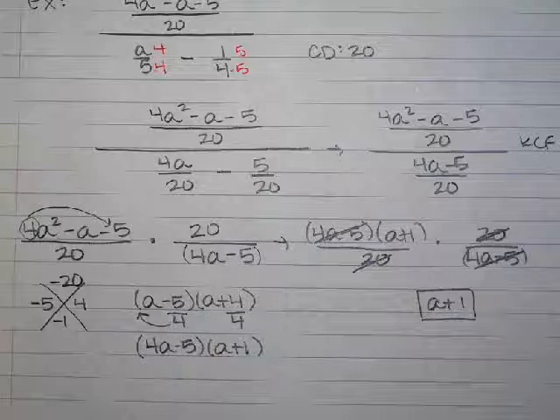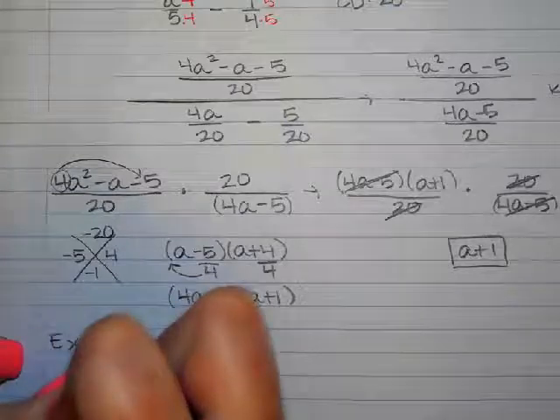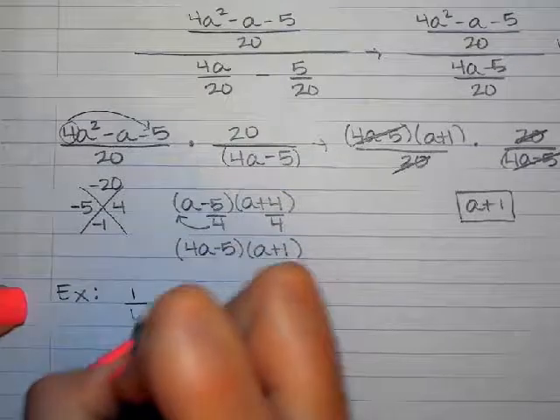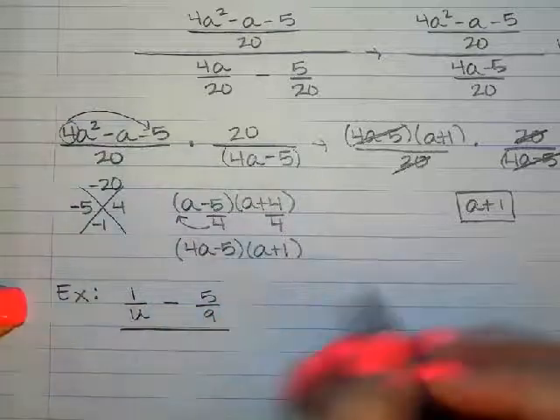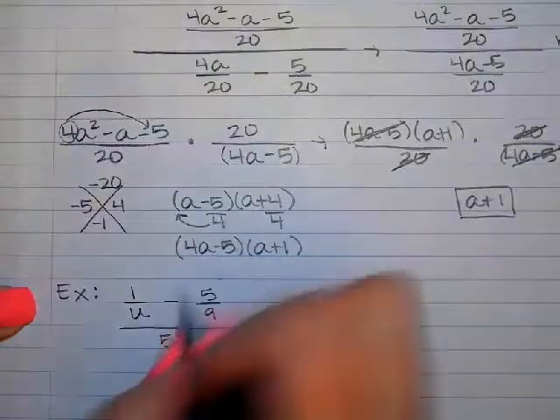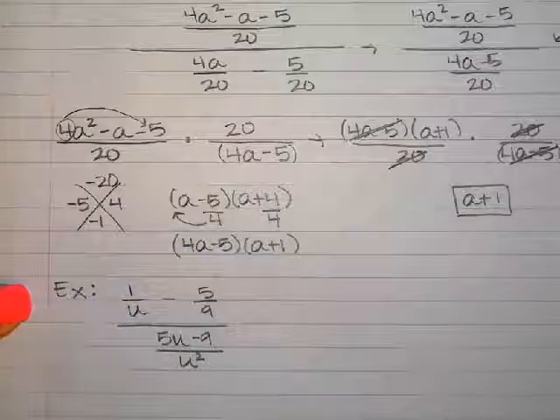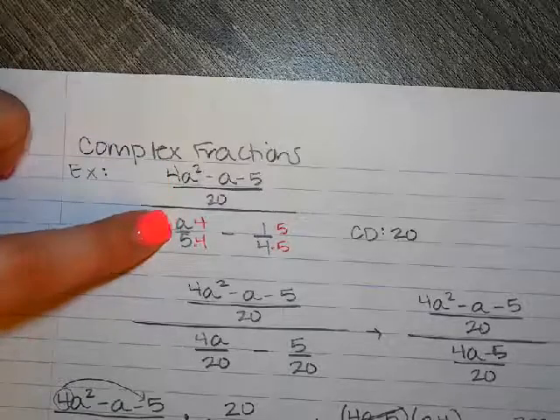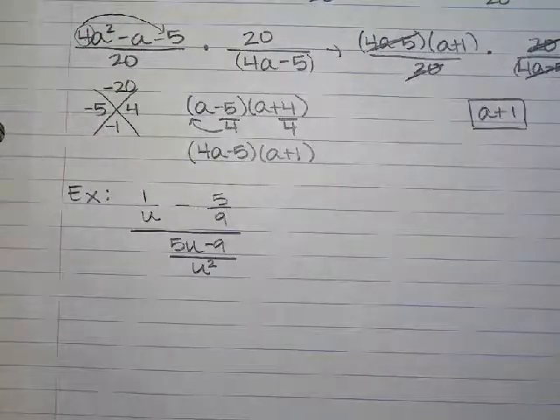Okay, so let's walk through that process again. We'll do another problem. Here, I've got 1 over u minus 5 over 9, divided by 5u minus 9 over u squared. Before, we had one fraction on the top and two fractions on the bottom. For this example, they're switching it up: two fractions on the top, one fraction on the bottom. The idea is the same though.